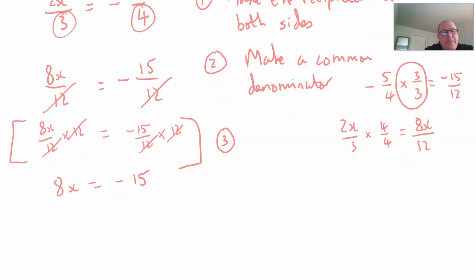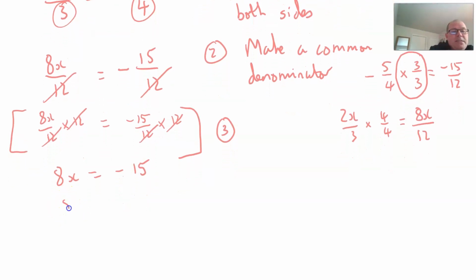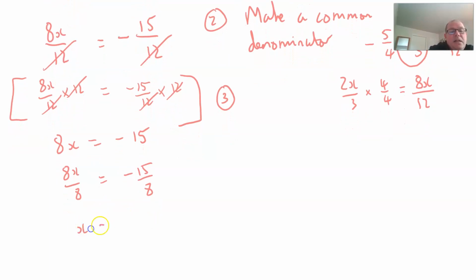And we're nearly there. Now we need to divide both sides by 8. So 8x divided by 8 equals negative 15 divided by 8. Obviously the 8s cancel, I'm left with 1x. How many times does 8 go into minus 15? It goes in once, and the remainder is 7. So I've got minus 1 and 7 eighths.